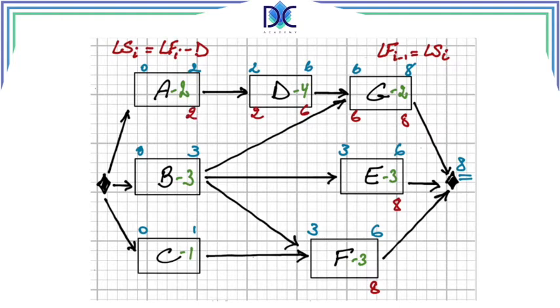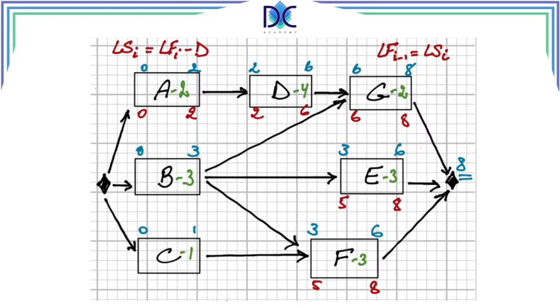And the late start of A is 0. We can now do the same for E, as 8 minus 3 is 5 as late start. So for activity F we have the same, 8 minus 3 is 5.